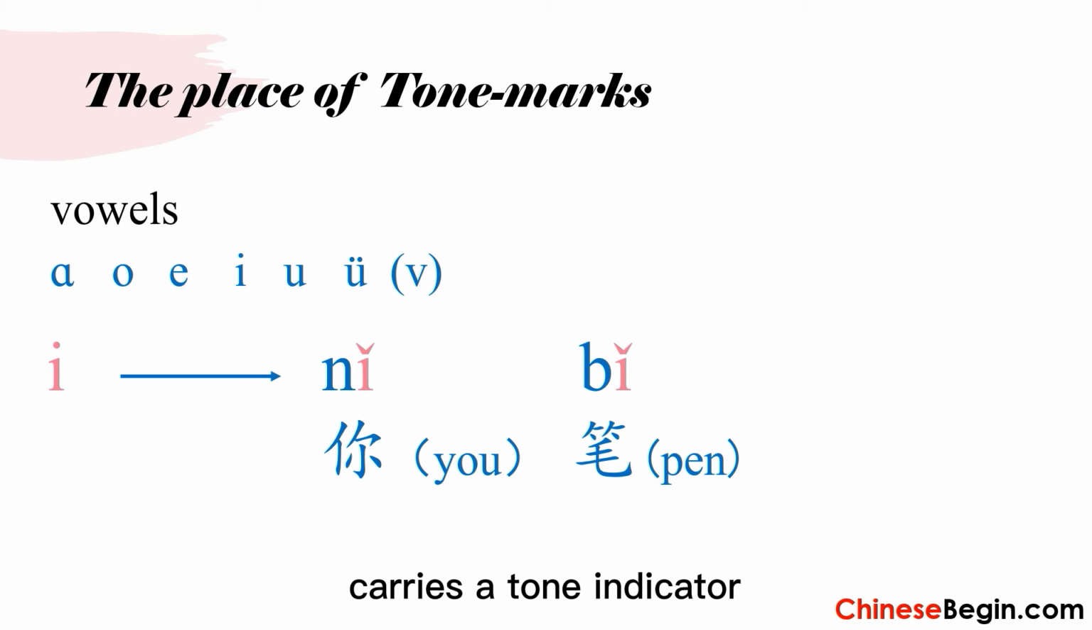When the vowel i carries a tone mark, the dot on i is removed. For example, the first word 你 means you in English, and its syllable has the third tone. And the third tone is above i, so the dot on i is removed. Similarly, the second one, 笔, means pen in English, and in its syllable, i has the third tone, and the dot on i is also removed.